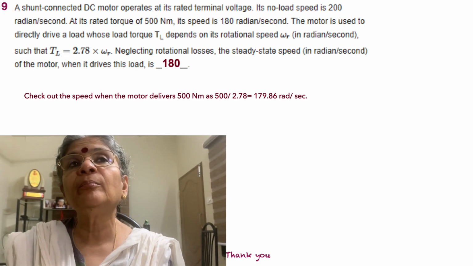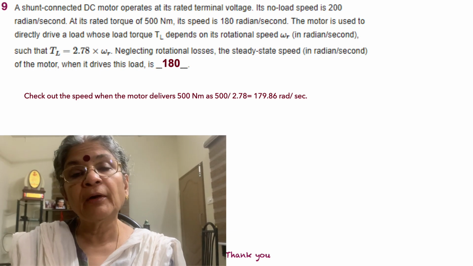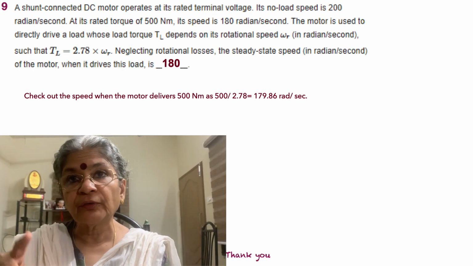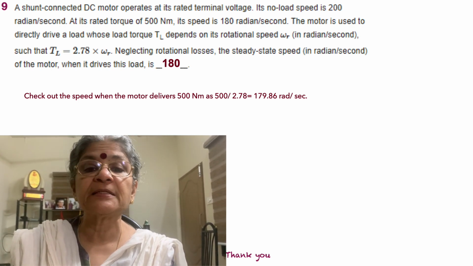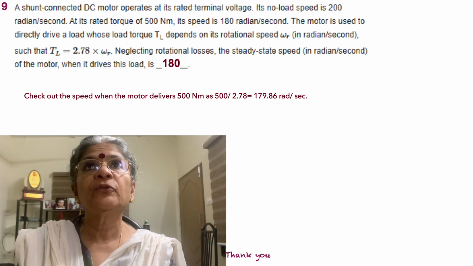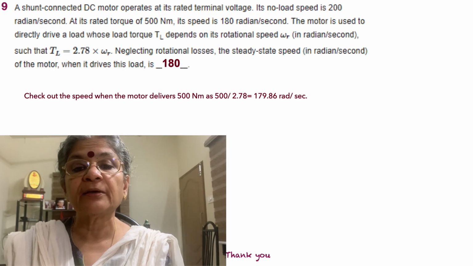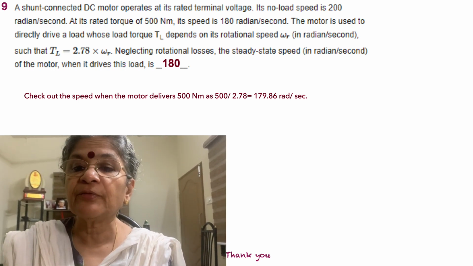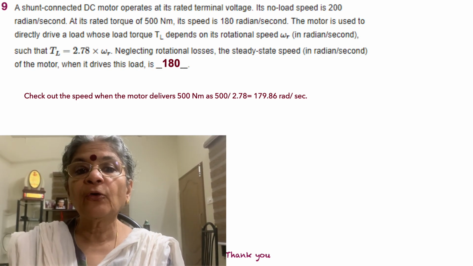So what do you immediately do? You substitute TL as equal to 500 Newton meter and divide by 2.78. That's all that you have to do, though so much English is written. Neglecting rotational losses, the steady state speed in radians per second of the motor when it drives this load: the load is 500 Newton meter, so 500 is equal to 2.78 into omega. Simply divide by 2.78, and you see that it's 179.86 or 180 radians per second. That's enough.